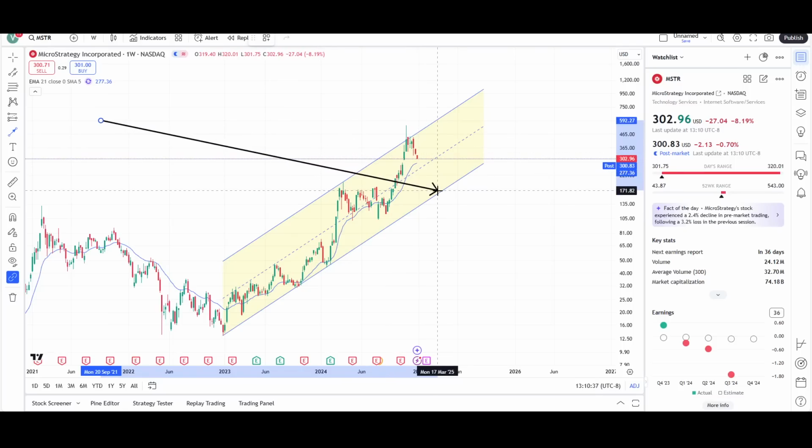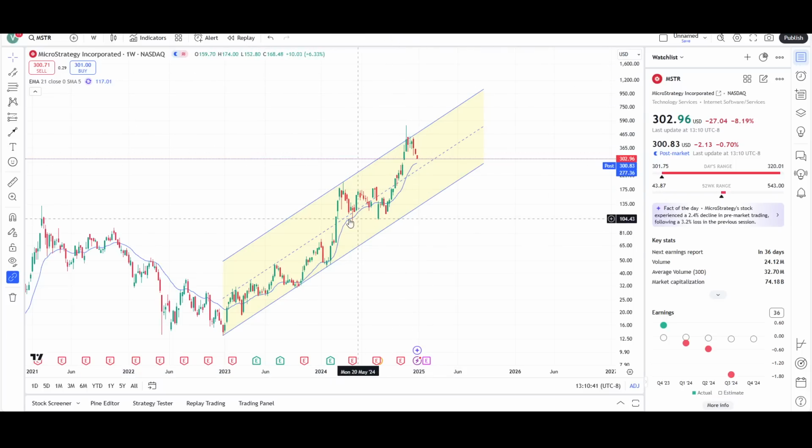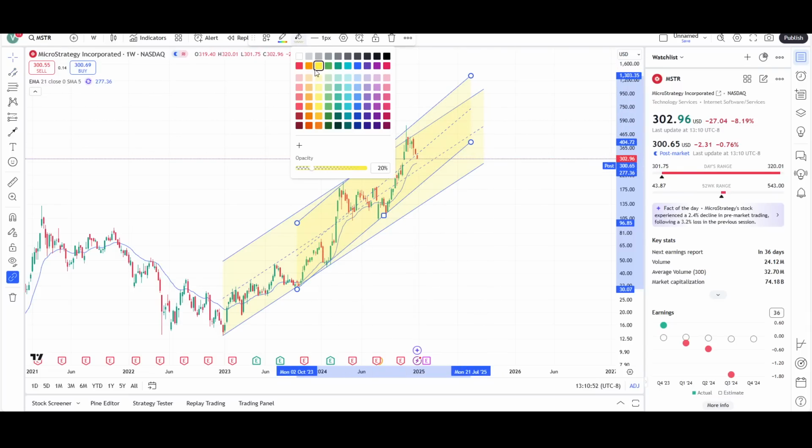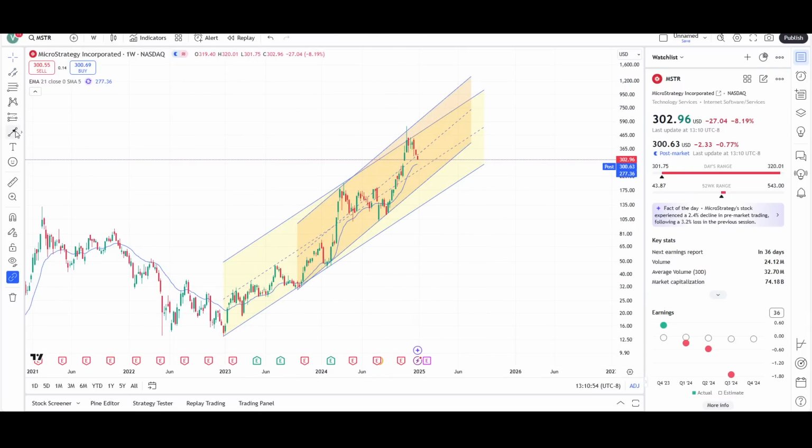Do I think it's going to come all the way down here? That is definitely a large drop for MicroStrategy. Probably not. We might be forming some sort of steeper channel, something like this one right over here. This one also fits pretty good. Let's go and change the color to orange. So are we coming towards this side of the channel, this orange side? We're definitely coming towards it.